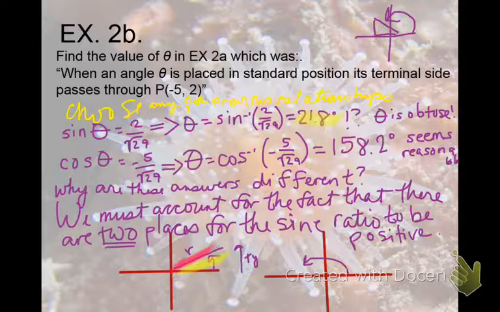Well, consider this one over here. We have gone out a positive r, and we have gone up a positive y.